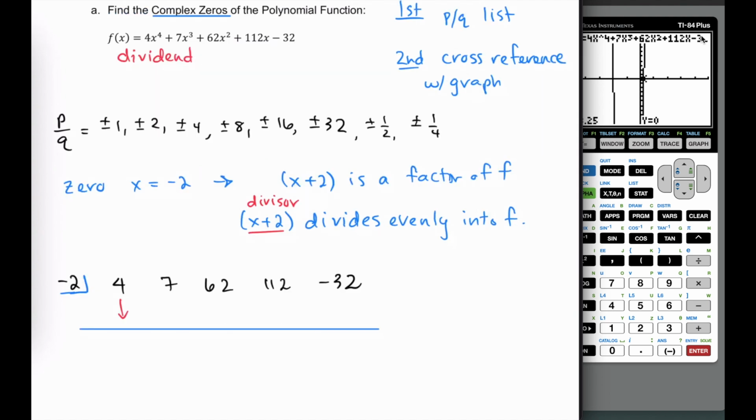So we bring down the 4, multiply on the diagonal. That product comes up under the next coefficient. Combine down to get -1. Multiply on the diagonal. -2 times -1 is +2. Combine down to get 64.